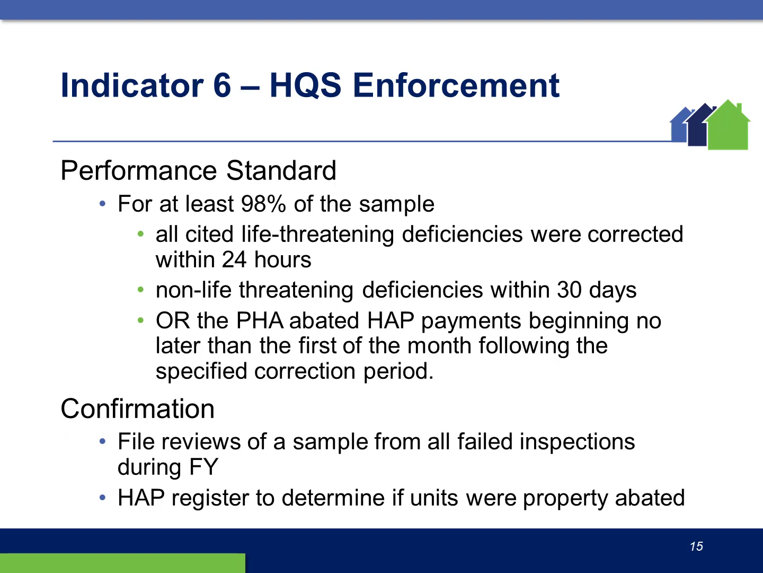Indicator number 6 focuses on HQS enforcement. For this indicator, HUD is looking to see that for at least 98% of the sample, all cited life-threatening deficiencies were corrected within 24 hours and non-life-threatening deficiencies within 30 days, or that the PHA abated HAP payments beginning no later than the first of the month following the specified correction period. This indicator is confirmed in 2 places: our reviews of a sample from all failed inspections during the fiscal year, and the HAP register to determine if units were properly abated.